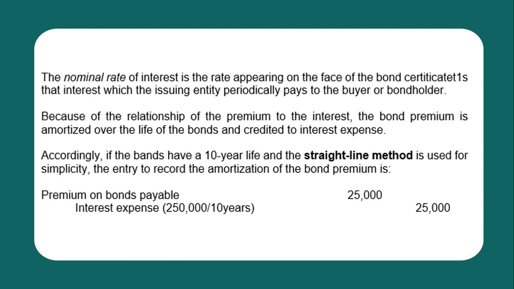Now, say for example, our premium on the bonds payable is 250,000. And assuming that the maturity of the bond is 10 years, we need to amortize the bond premium over a 10-year period using the straight line method. As simple as the straight line method, we just divide it: 250,000 divided by 10 years. So, every year, your premium amortization is 25,000. So, debit, we close it to premium on bonds payable and credit interest payable, 25,000.